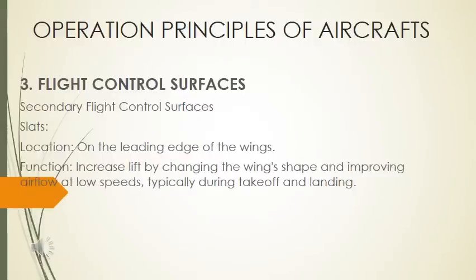Next is the slats. It's located on the leading edge of the wings. The function is to increase lift by changing the wing shape and improving airflow at low speeds, typically during takeoff and landing. So slats are located on the leading edge of the wings, and they increase lift by changing the wing shape and improving airflow at low speeds. It's typically useful during takeoff and landing.